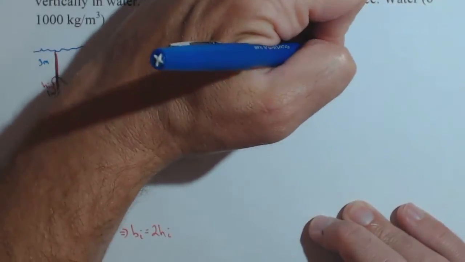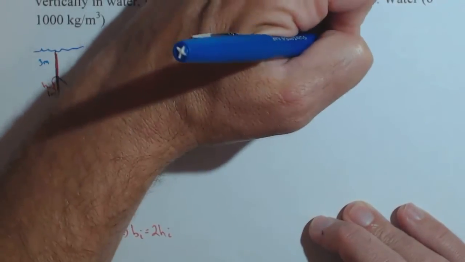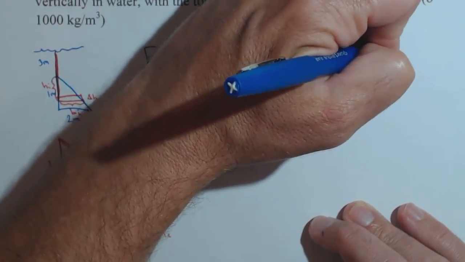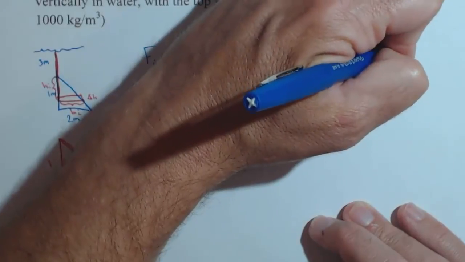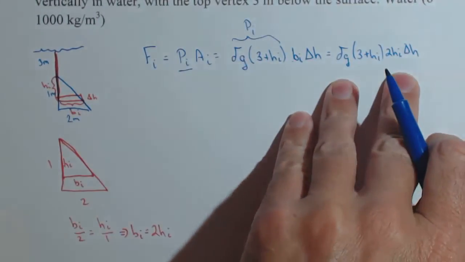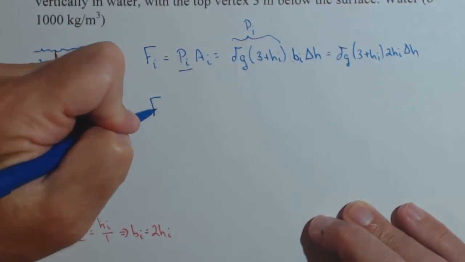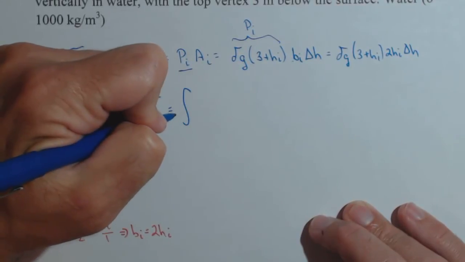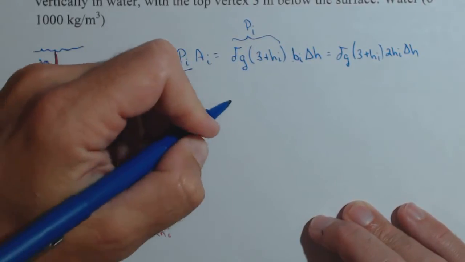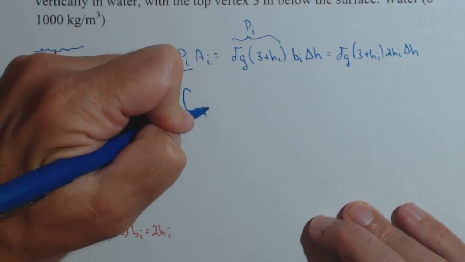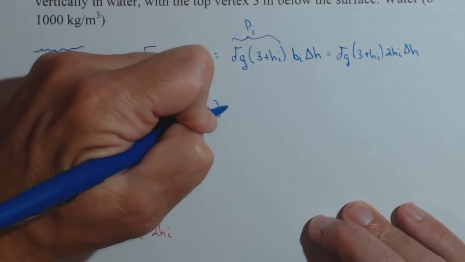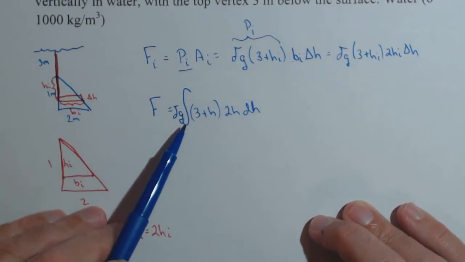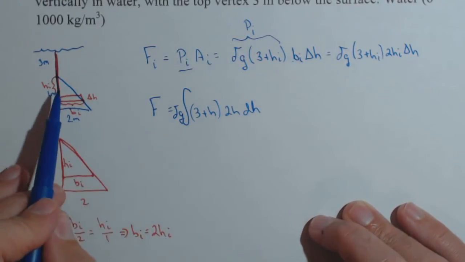So my force on the ith slice, I'm going to put that in. I get delta g times (3 plus h sub i) times 2h sub i delta h. I'm all in terms of one variable. Now I can calculate the total force with a definite integral. I'm going to pull the delta and g out right from the beginning, and I have (3 plus h) times 2h dh. Now let's think about what our limits are.